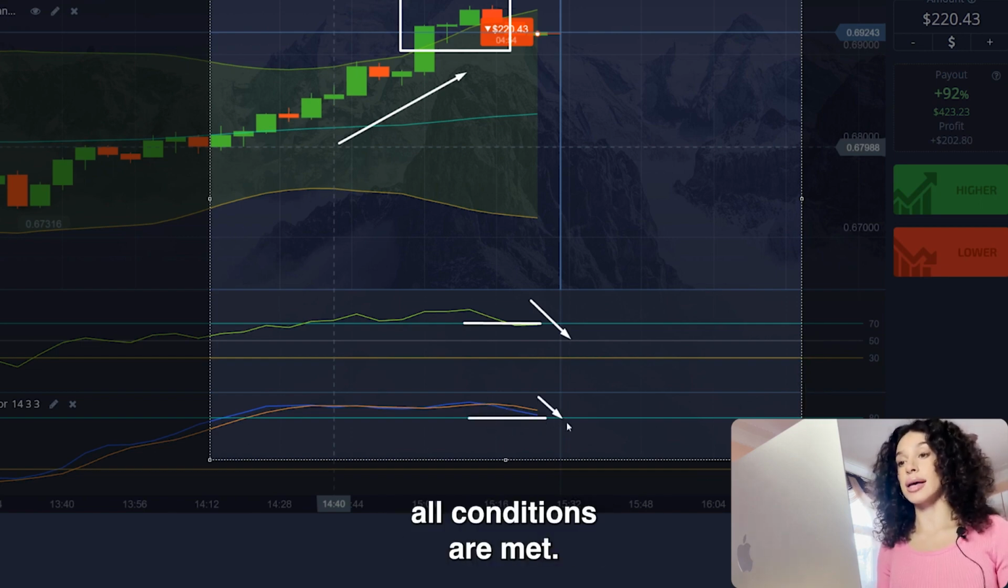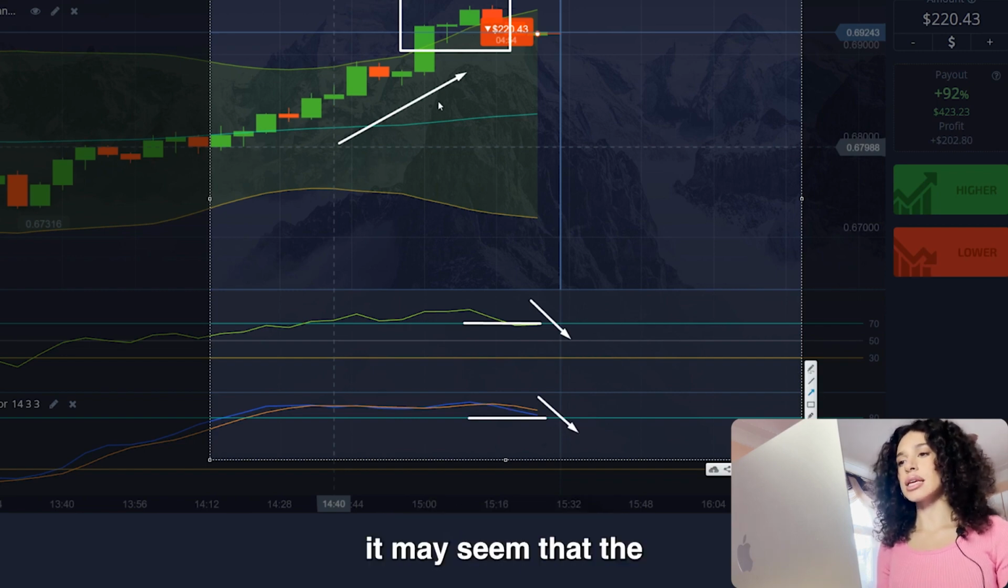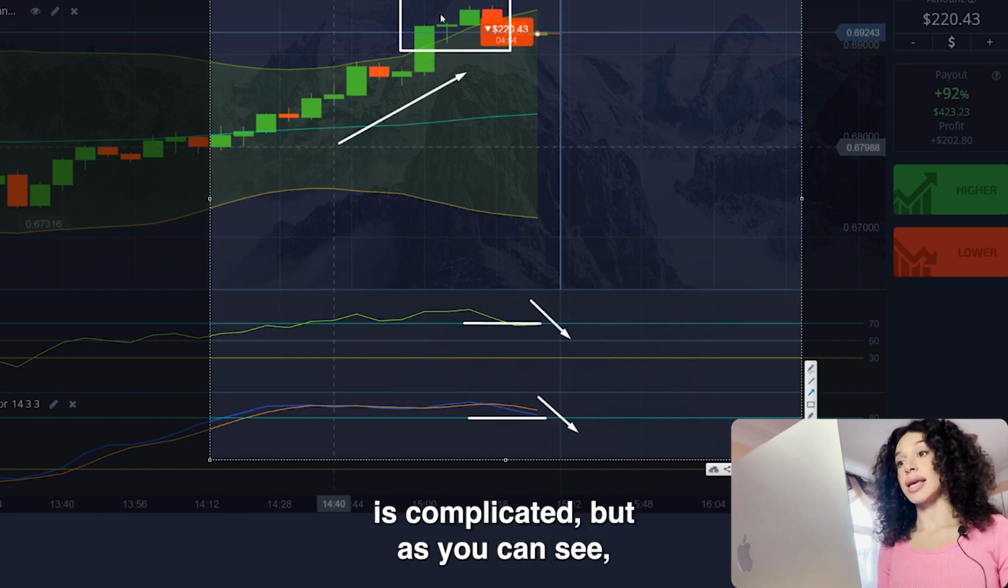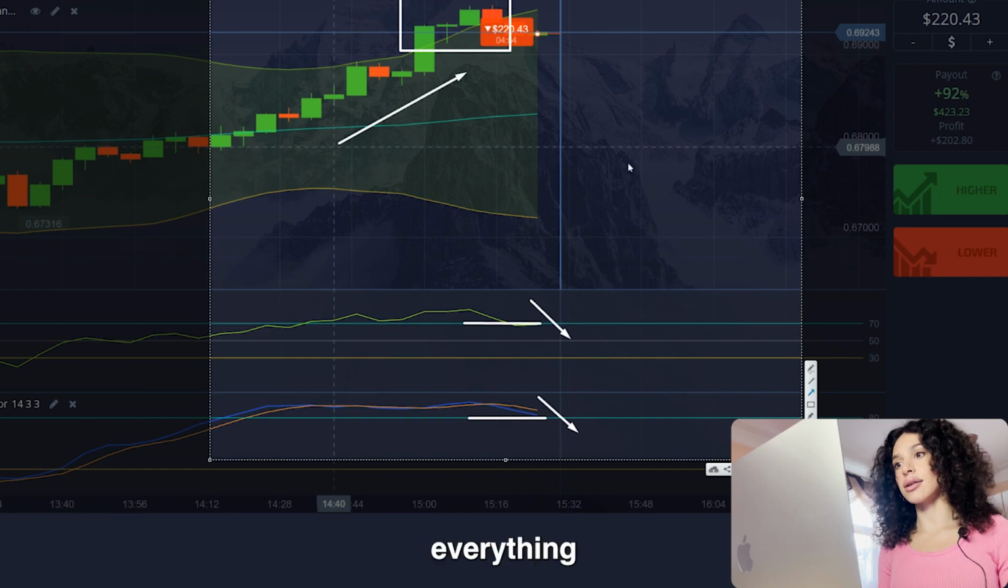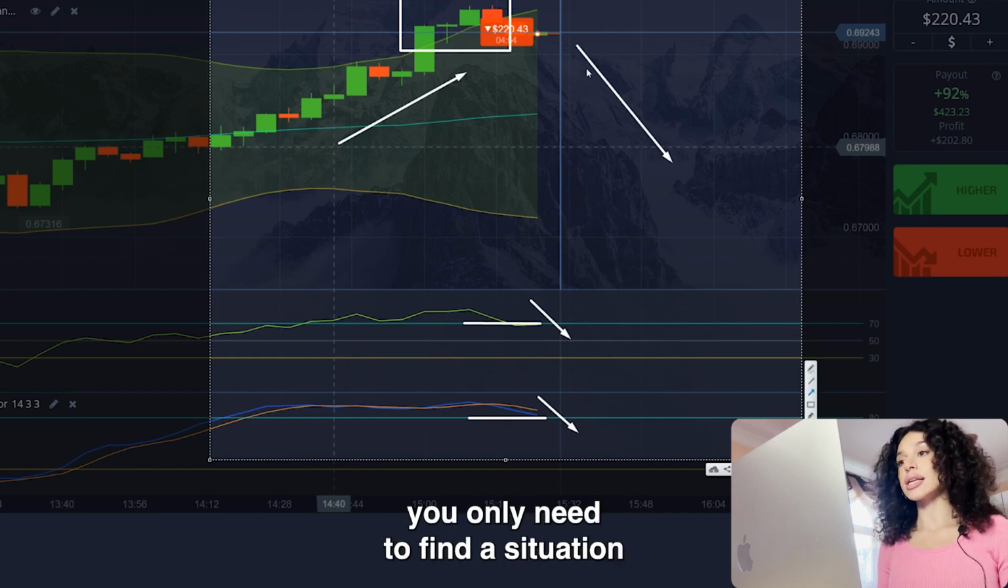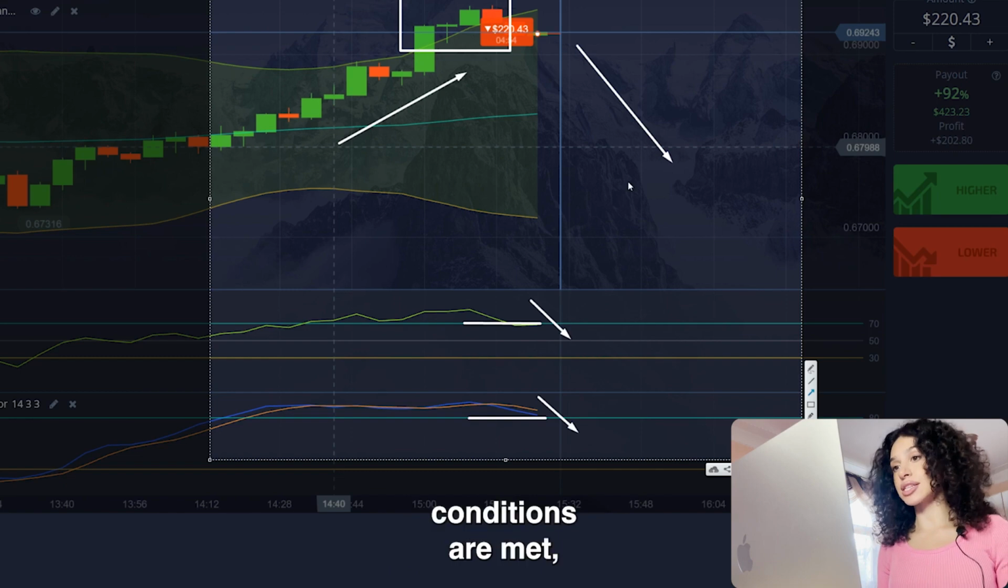All conditions are met. Initially, it may seem that the strategy is complicated, but as you can see, it is not. Everything is quite simple. I'm sure that with enough desire, even a beginner can start using it and make a profit. To open a signal, you only need to find a situation where these 3 conditions are met. Such a signal is very reliable.